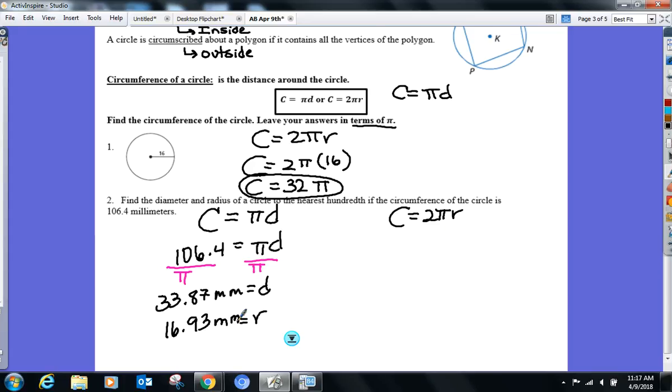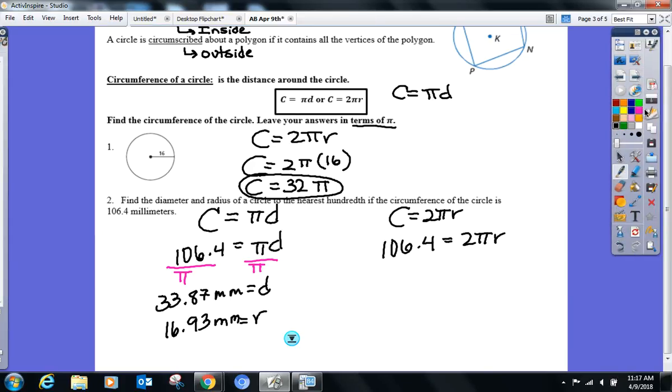Okay, you can just take this. I just want to show you something. Let's say instead of using pi d, you chose to use 2 pi r. Take a peek. What would I have to do on both sides here to get r by itself? Okay, divide by 2 pi. Correct.